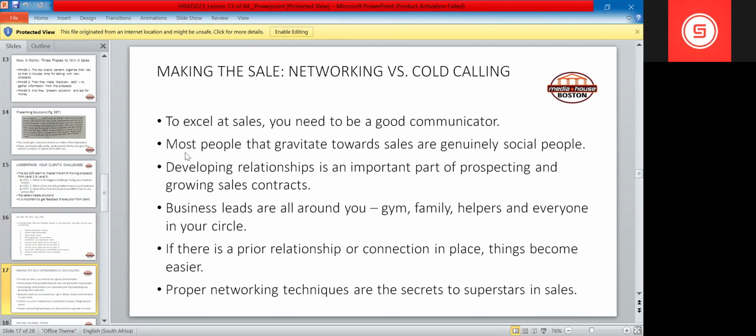All right, so making the sale, networking versus cold calling. As we had a bit of a discussion before, the invaluability of networking, because it is just so priceless, the way that a salesperson navigates through their career, predominantly through networking, right? Versus cold calling. To excel at sales, you need to be a good communicator. Most people that gravitate towards sales are genuinely incredibly social people.